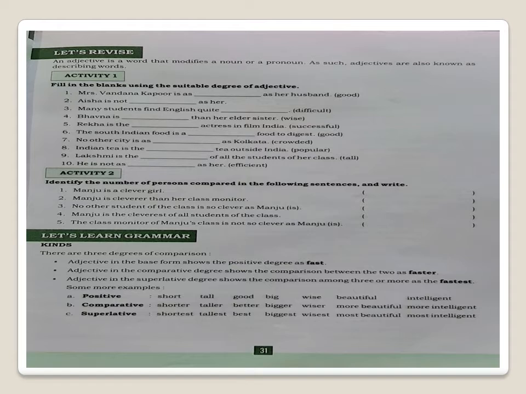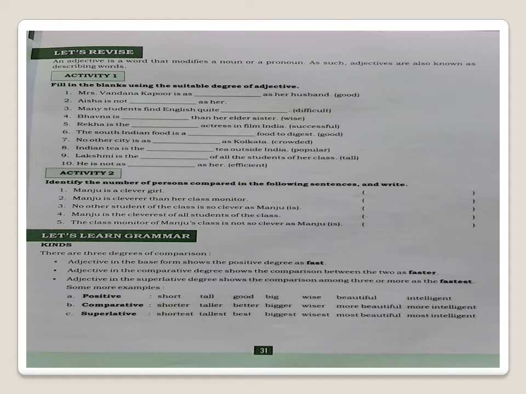Base form. Then faster is the comparative degree, and an adjective in the superlative degree shows the comparison among three or more, as fastest. Fast, faster, fastest. Here you can see that the word beautiful is given. Beautiful changes into more beautiful in the comparative, and when we write the superlative we use most beautiful. Got my point?